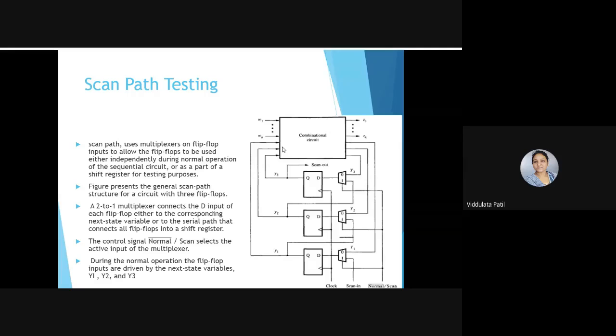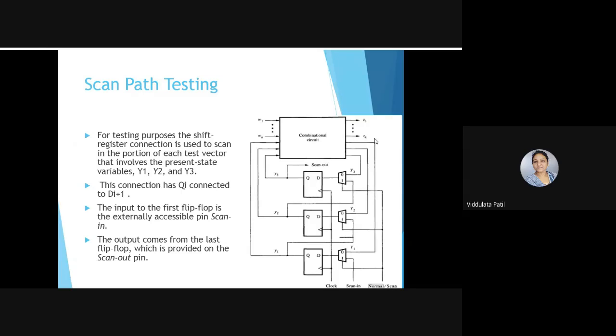The output of this is again given to this combinational circuitry. So this combinational circuit has the inputs W1 to Wn as well as Y1, Y2 and Y3. The outputs of this combinational circuit are Z1 to Zk, and then Y1, Y2 and Y3. So this is the circuitry that is present. Now this is just a general structure for scan path testing.